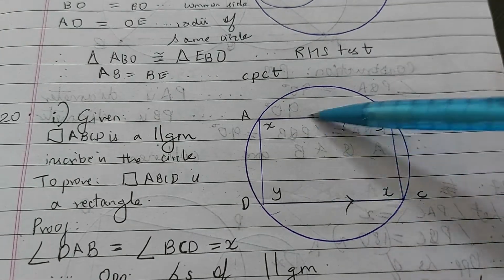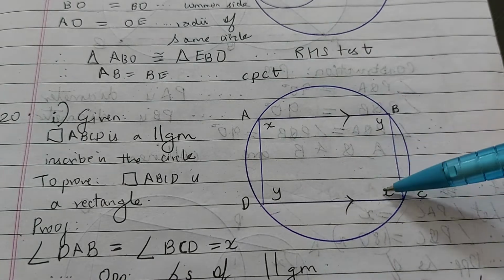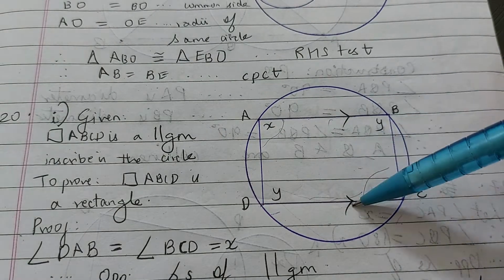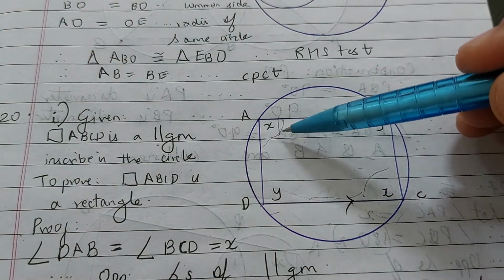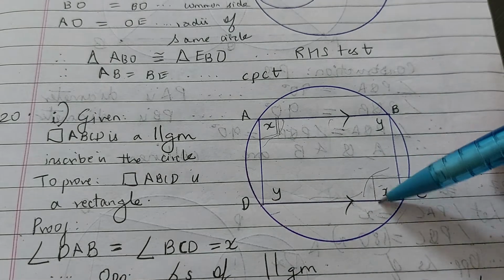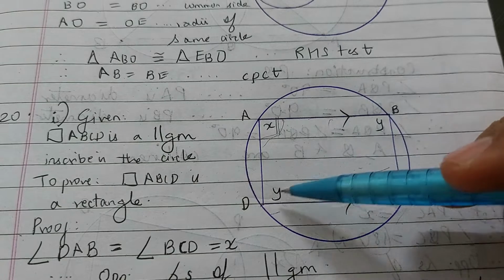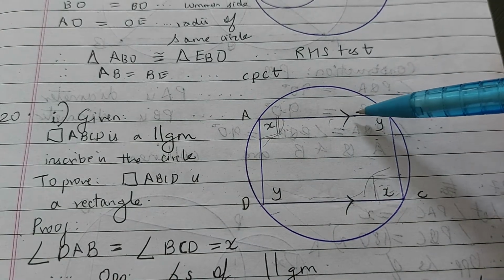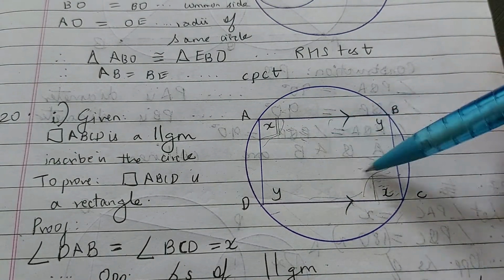So it's a cyclic quadrilateral. We have to prove it's a rectangle. Now parallelogram has properties like opposite angles are equal and opposite sides are equal and parallel. But rectangle has one extra property. Each angle is right angle. If only I can prove two of the angles, opposite angles, as 90 degrees each, then it's proved that it's a rectangle, because automatically they will also be 90. Now since it is a parallelogram, opposite sides are always equal. That's a property.